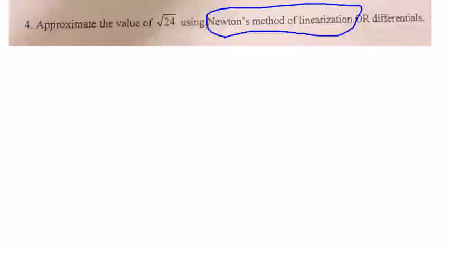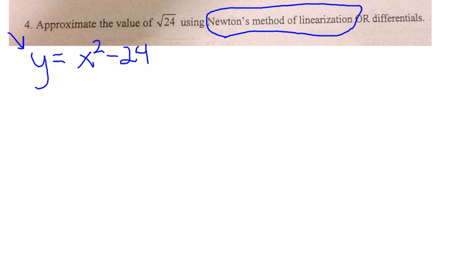With this method of linearization, we sometimes do multiple iterations. But in this case, we can only do one since we don't have a calculator. So I want to approximate the square root of 24 using Newton's method. So what I'm going to do is take y equals x squared minus 24, and I'm going to approximate the zeros of it. The zero of this function is if I make this equal to 0. And notice if I solve it with y equal to 0, we're going to get x squared equals 24, which is x equals root 24, which is that number right there.